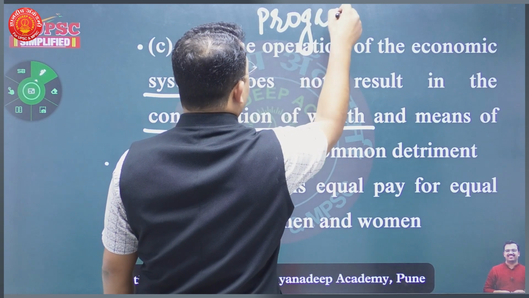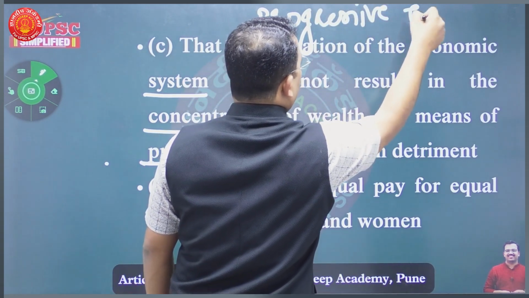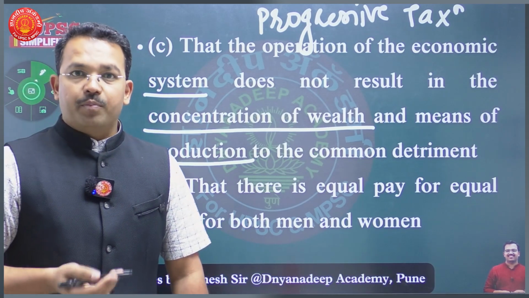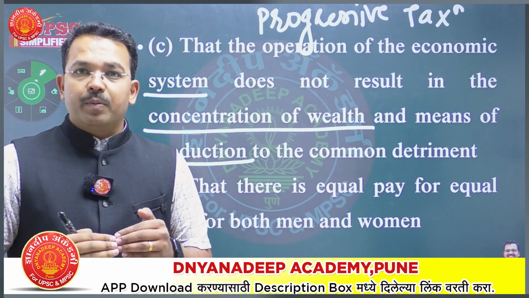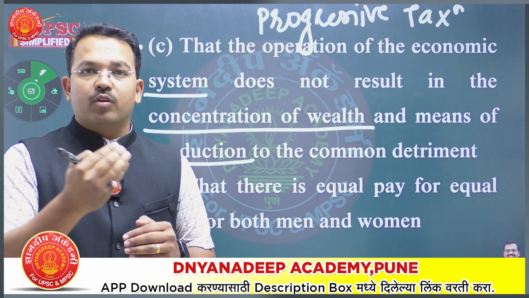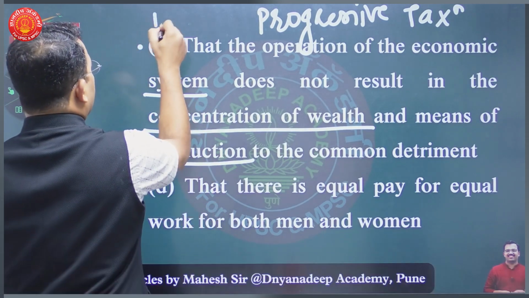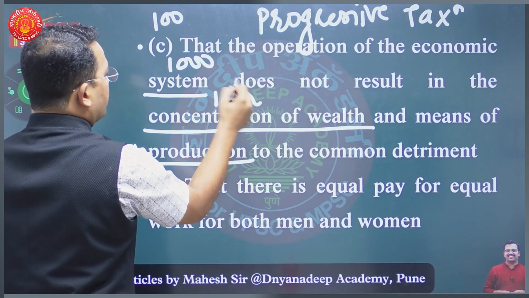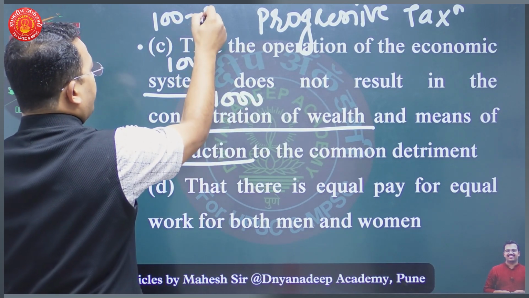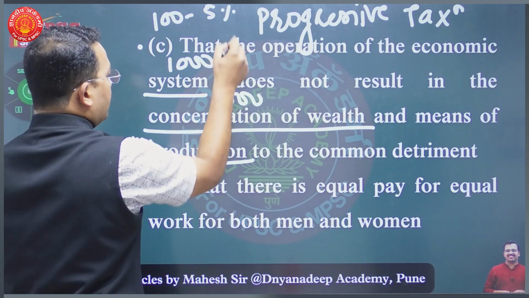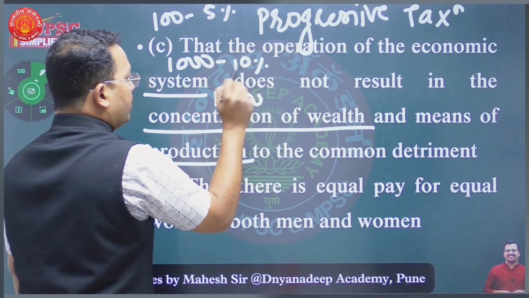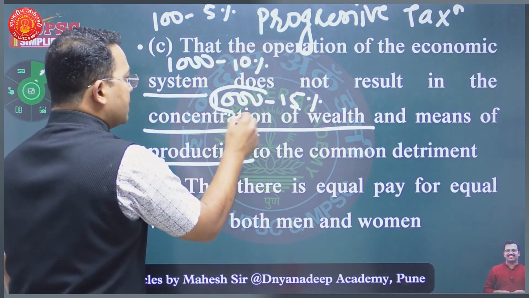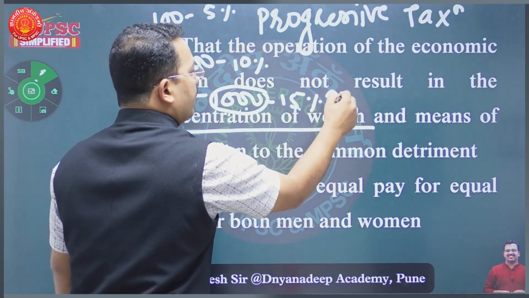What is the meaning of progressive taxation? It means those people who earn more should be taxed more. Progressive taxation says that those people who earn more should be taxed more. For example, if a person is earning 100 rupees, the second is earning 1000 rupees, the third one is earning 10,000 rupees. So for 100 rupees, there shall be 5% tax. For 1000, there shall be 10% tax. For 10,000, there will be 15% tax. So as income increases, we are going to increase the rate of tax.